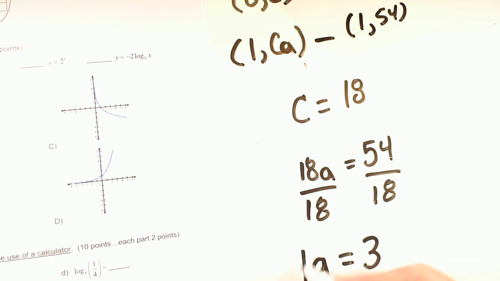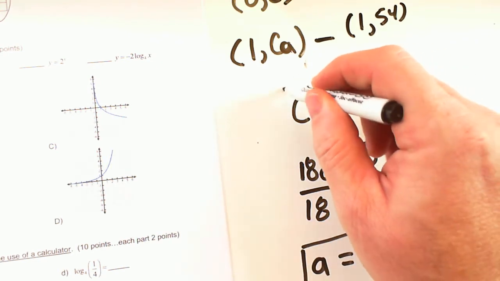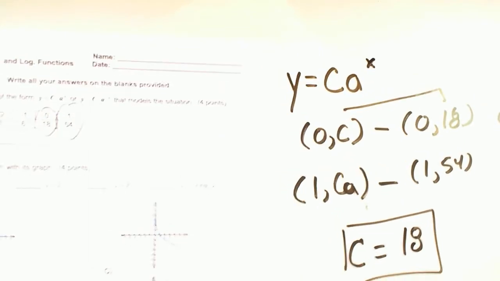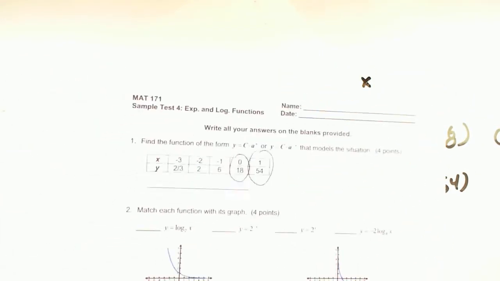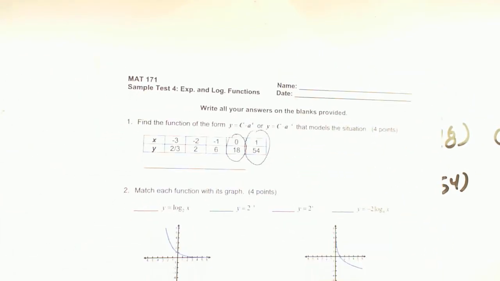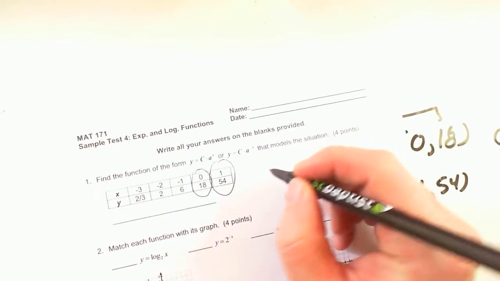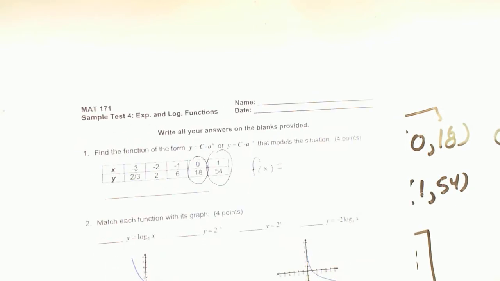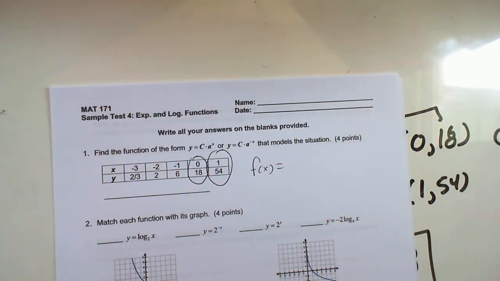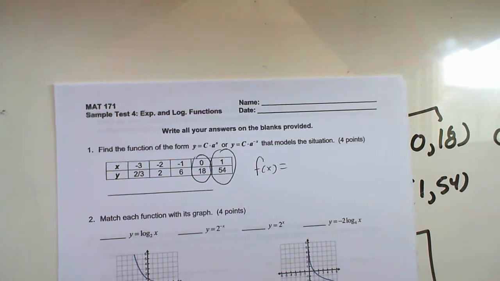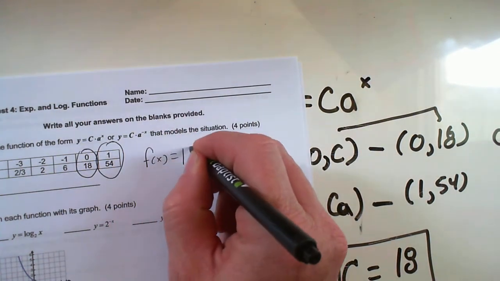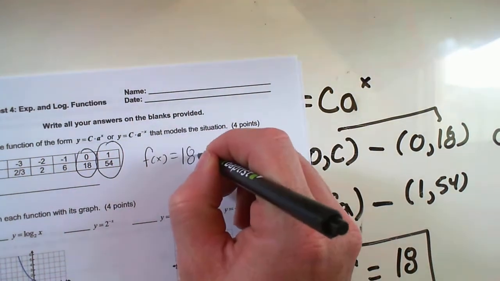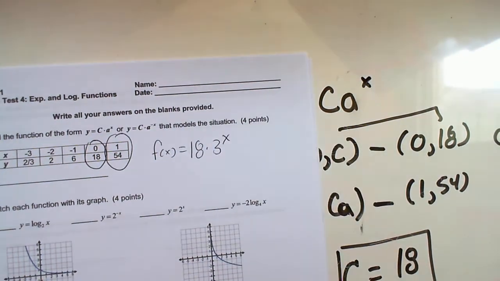So we now have that a is 3, c is 18, and so on our sheet, we know that the answer to this will be f of x equals 18 times 3 to the x power.